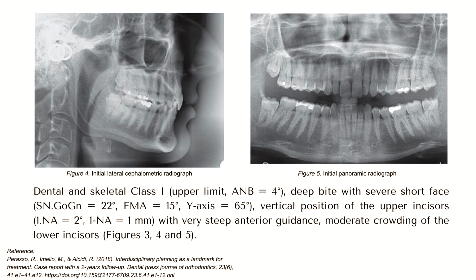These are the initial lateral cephalometric and panoramic radiographs of the patient. The lateral cephalometric radiograph shows that the patient has dental and skeletal class 1, deep bite with severe short face, and vertical position of the upper incisors with very steep anterior guidance. The panoramic radiograph shows the conoid laterals and moderate crowding of mandibular incisors.